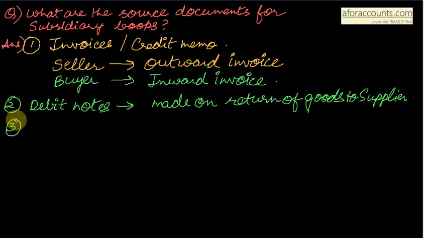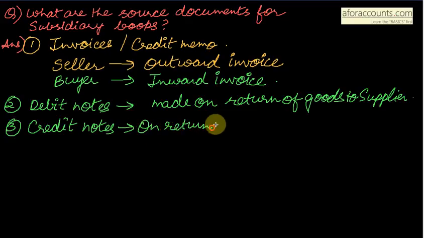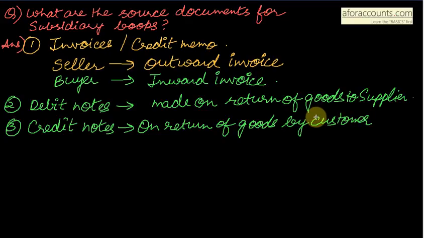And the third, if second is debit note, third has to be credit note. What is a credit note? On return of goods by the customer. अभी मैंने बेचा और कस्टमर ने मुझे वापस रिटर्न किया है. So on return of goods by the customer, credit is given to the customer's account by a document which is called a credit note. In detail we have a chapter discussing debit notes and credit notes.